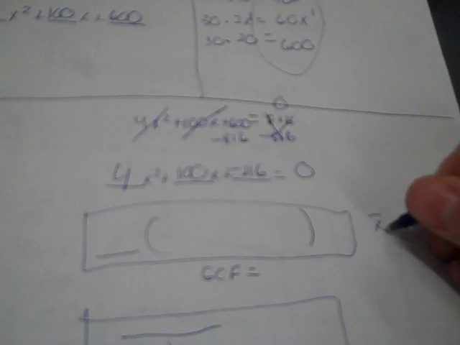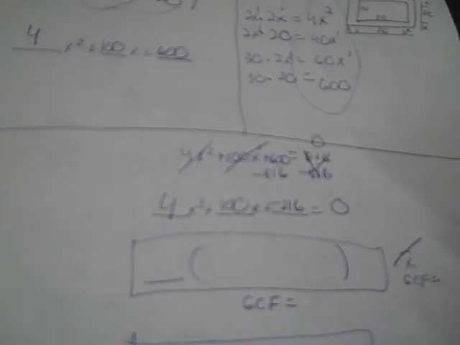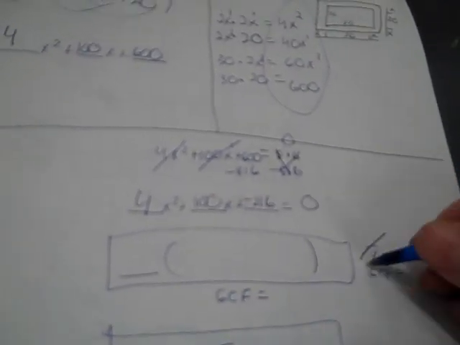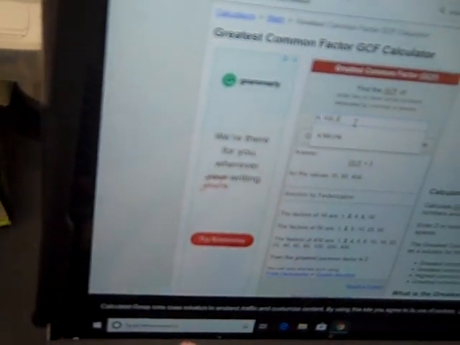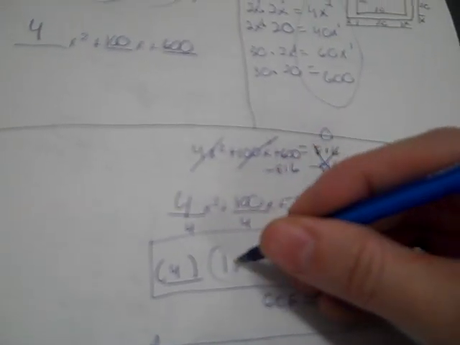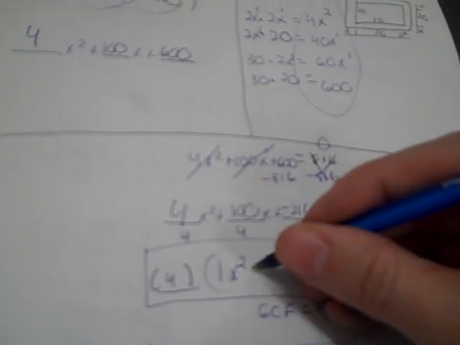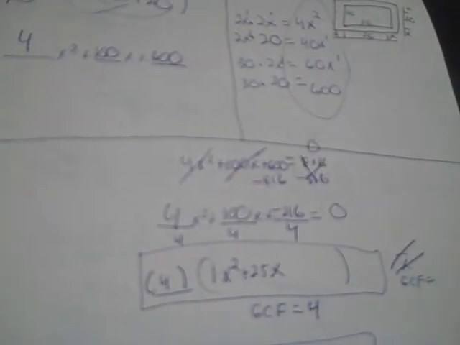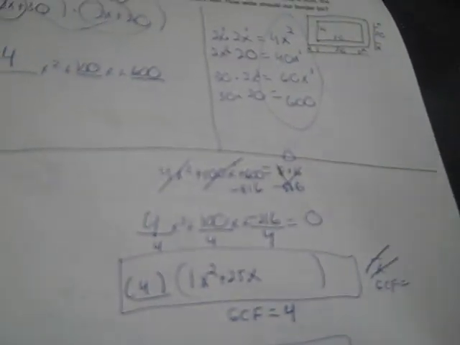Okay, so negative x GCF. X, nope. 4, 100, and 216. I got 4, okay. Okay, so 4 divided by 4 is 1, x to the second. 100 divided by 4 is plus 25x. And then negative 216 divided by 4 is negative 54. Okay.